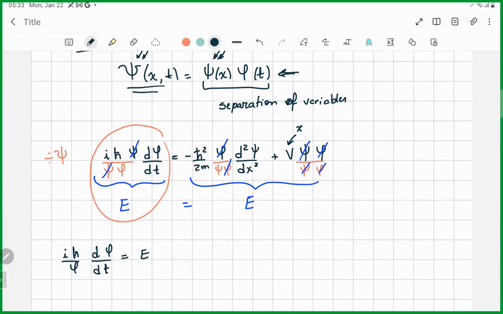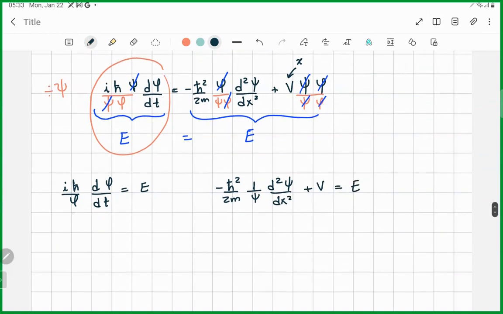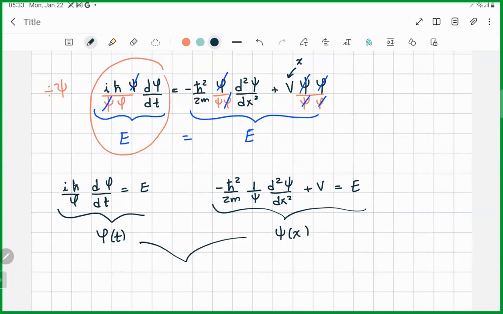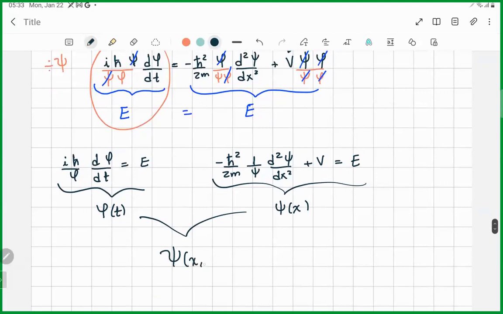Okay? On the right side, what do we get? We have now this equation here. Everything here only depends on x, as you can see. Okay, so we use the left side to obtain the function that depends only on time. And we use the right side to obtain the function that depends only on x. We combine the two, and we are happy because then we have the whole wave function.